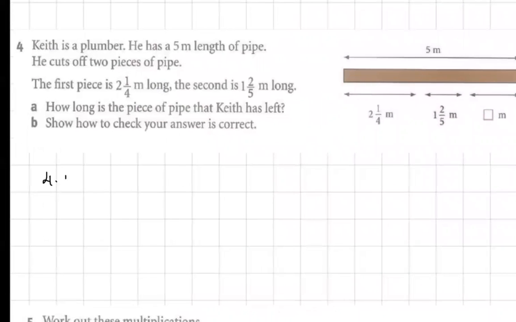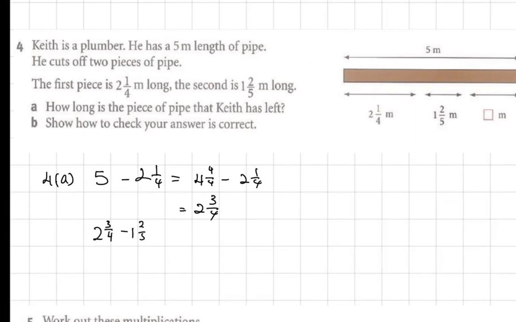So 5 minus 2, 1 over 4 is equal to, if you want to do it properly, you can do it like this: 4 over 4 minus 2, 1 over 4. You can do it this way, then 2, 3 over 4. Or you can change both to improper fractions, also possible. And then from here on, we just need to take 2, 3 over 4, subtracted by 1, 2 over 5.